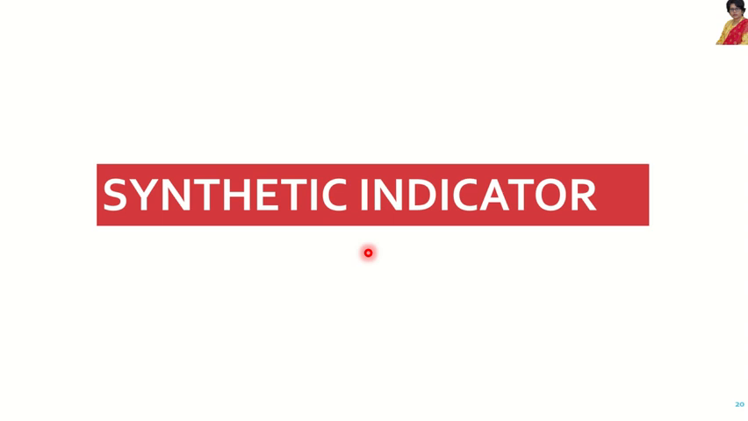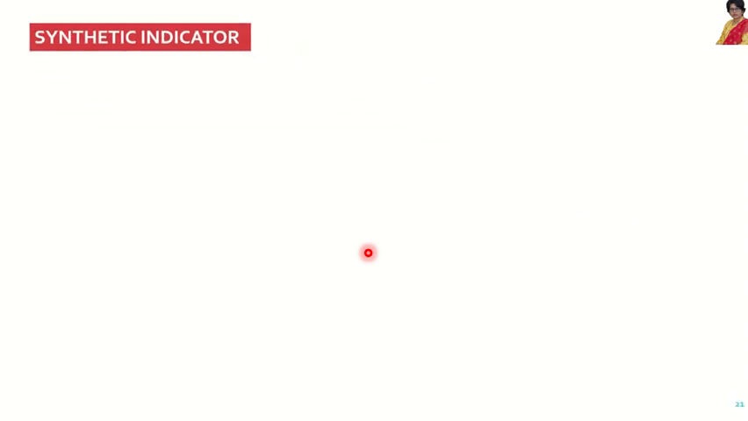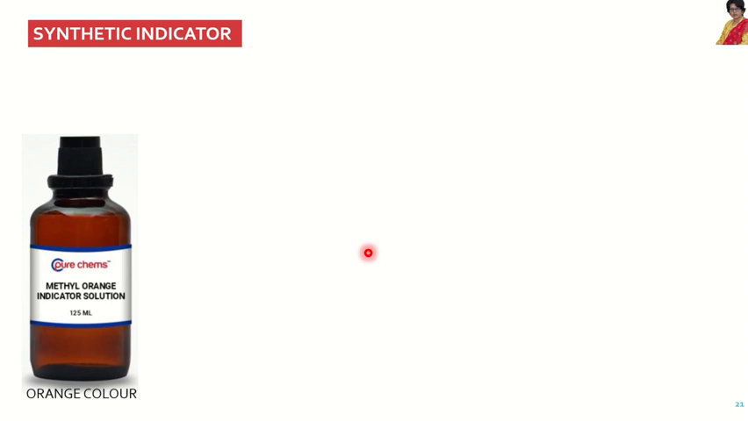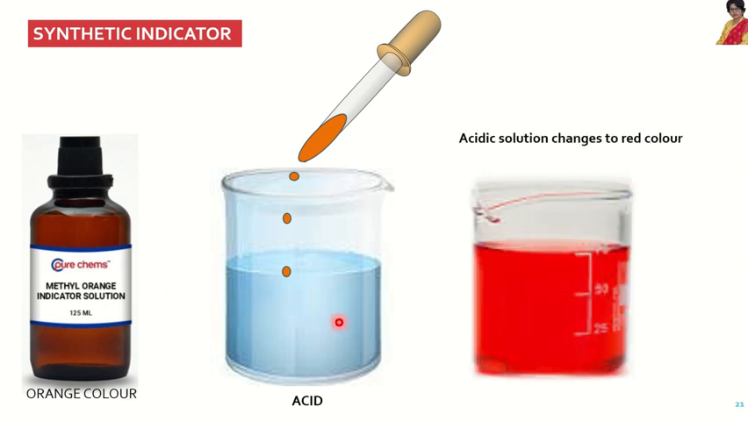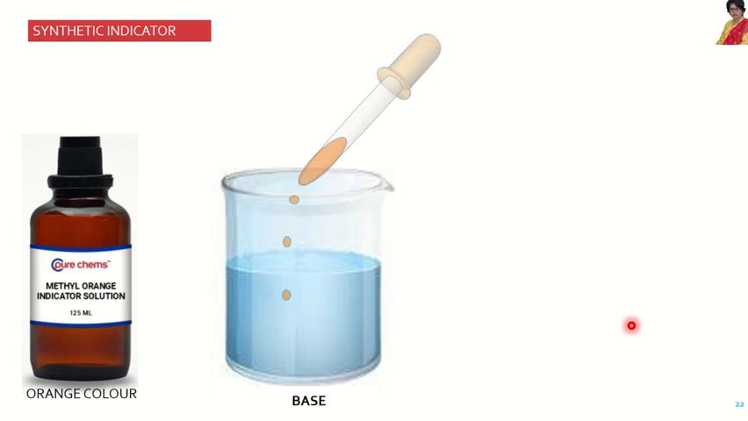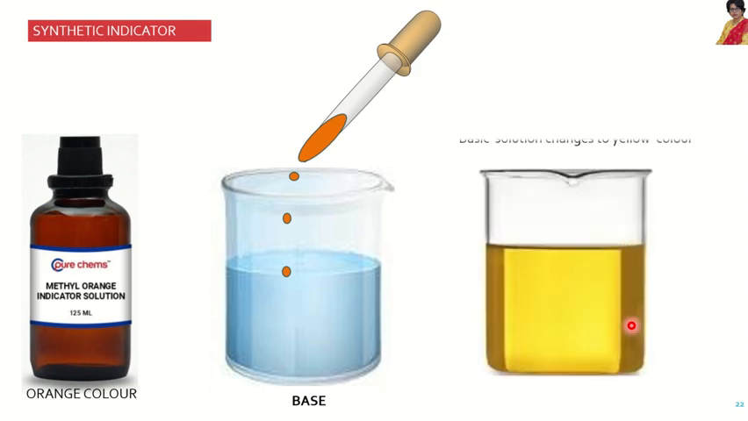Next is synthetic indicators. These indicators are manufactured in the laboratory. Example, methyl orange indicator. The original color is orange. If I put a drop of methyl orange indicator in the acidic solution, it will change into red color. In the basic solution, if I put a drop of methyl orange, then the solution will turn into yellow color. So this is how we can identify with the color change whether the given substance is acid or base with the help of the indicators.